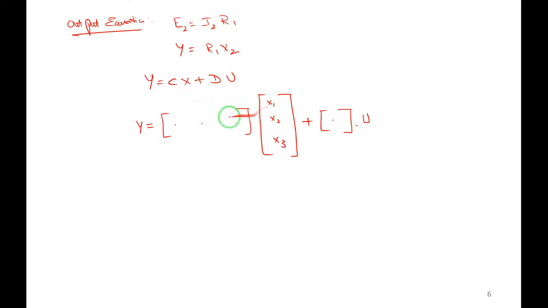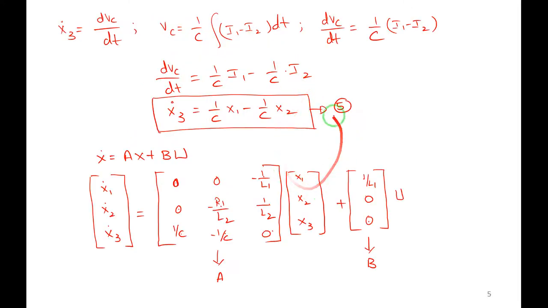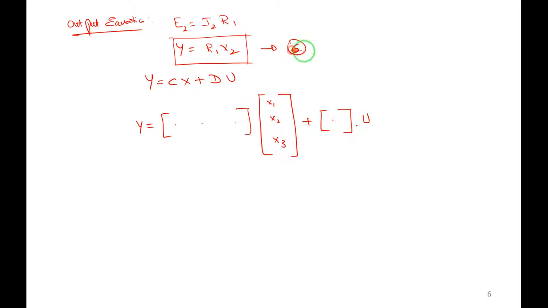Observe the output equation whatever we got; call this equation 6. Observe this equation 6. Is there any x1? No. For x2, the coefficient is R1. Is there any x3 here? No, it is 0, right? 0, R1, 0, corresponding to x1, x2, x3. Then come to D. Is there any u? Only state variable x2 is there. Nothing is there, so it is 0. So this is matrix C and this is matrix D.